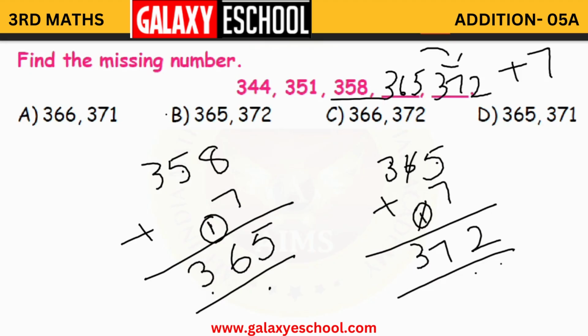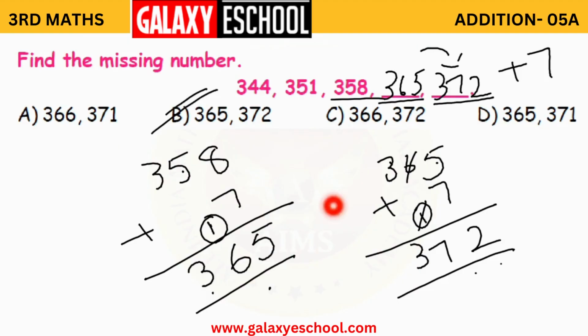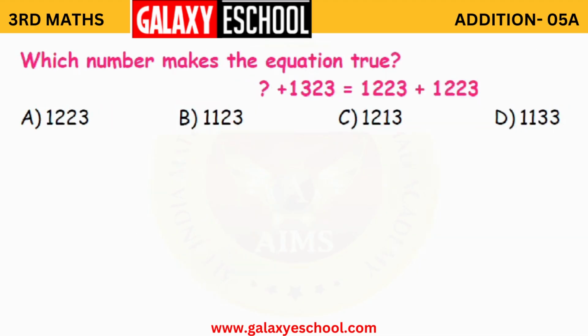Yes, children. So what is the correct option here? Option B, 365, 372. How did we find out? We found out that we needed to add 7 to get the next number. So we added 7 to get the missing numbers, and the correct answer is option B, 365, 372. Clear, children? Okay. Moving on to the next question.